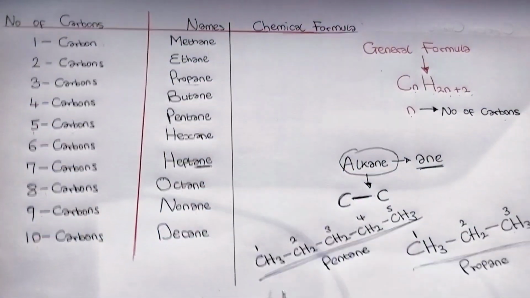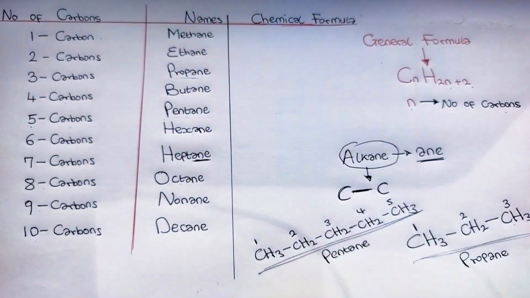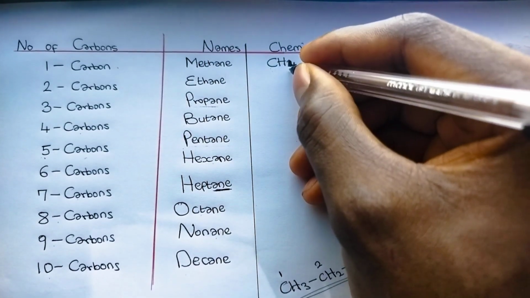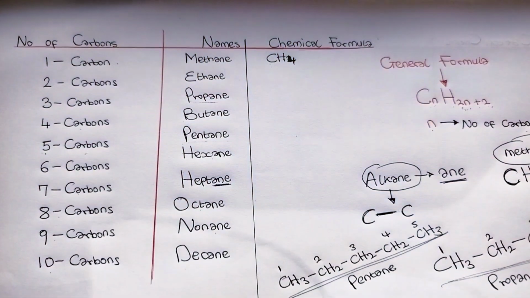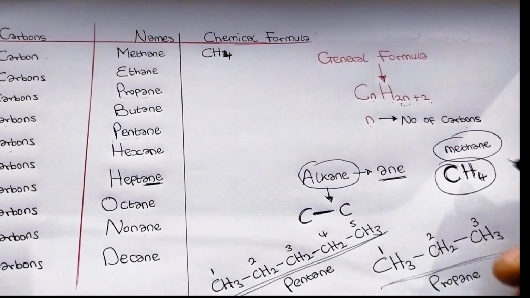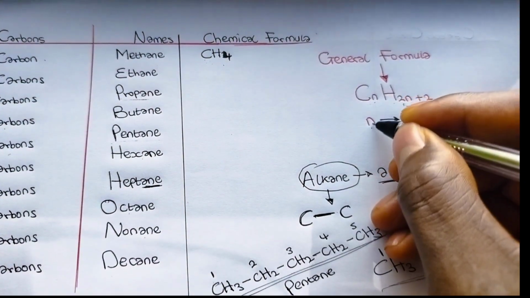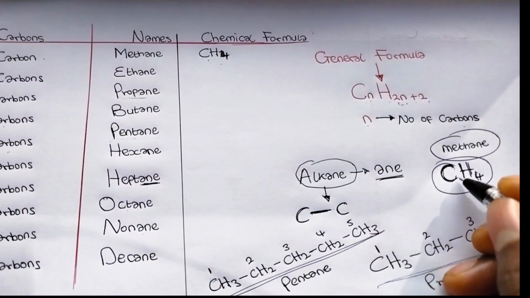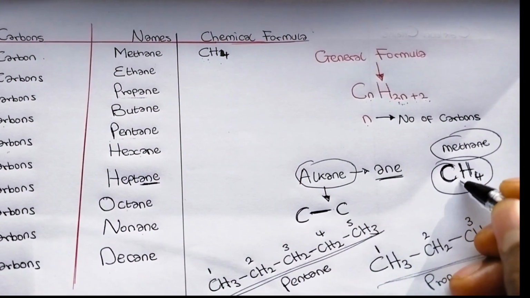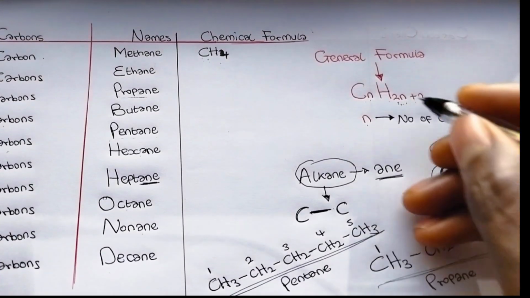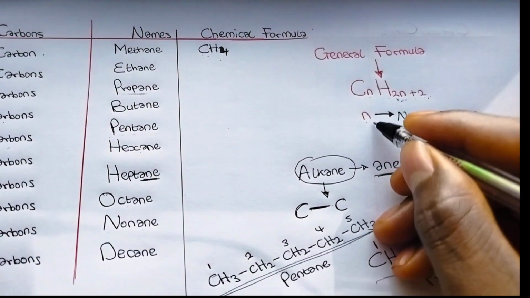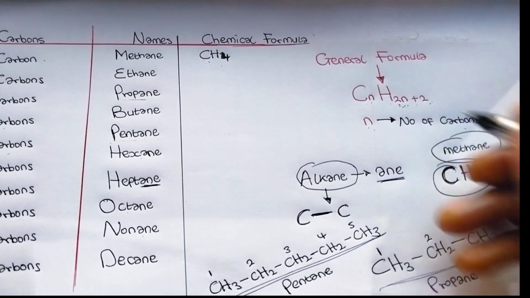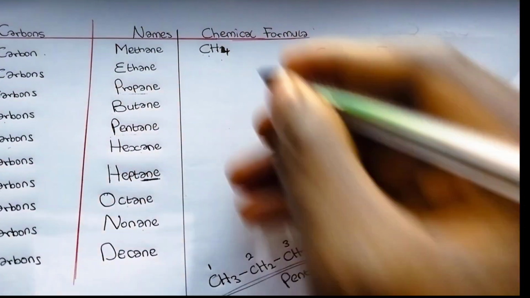Now let's write the chemical formulas for the first 10 alkanes. The chemical formula for methane is CH4. Now let's use our general formula and see if we are correct. For methane, n represents the number of carbons, and methane has only one carbon. Most times we don't write the one. For hydrogen, it's 2n plus 2. Since the number of carbons is 1, 2 times 1 is 2, plus 2 gives us 4. So we are correct.